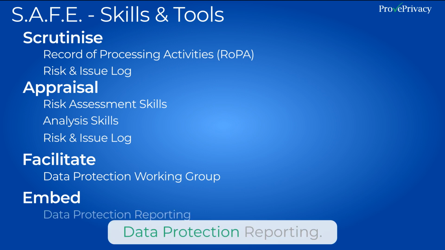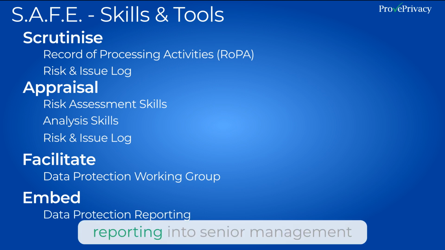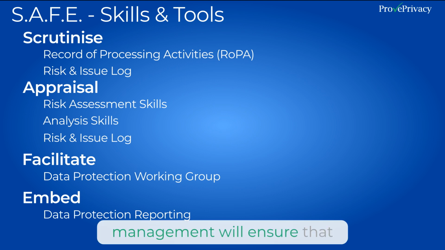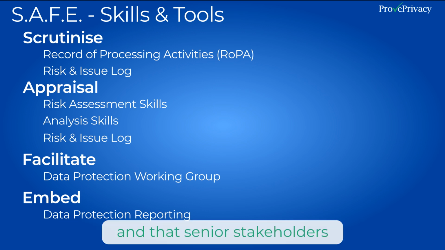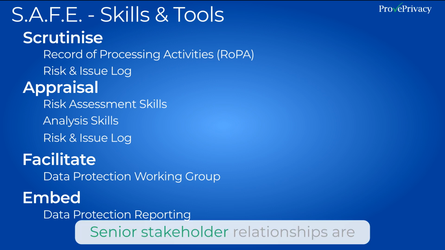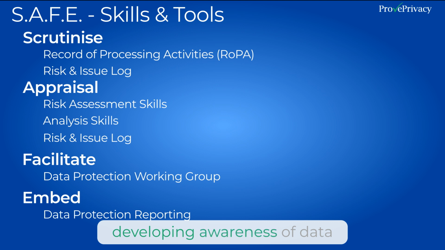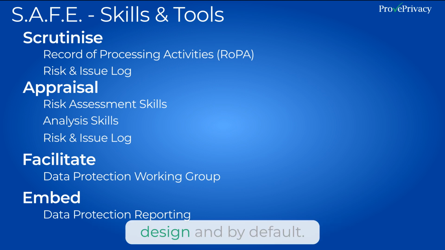Data protection reporting. Establish regular data protection reporting into senior management meetings. Presenting a report at a high level of management will ensure that cross-functional awareness is developed and that senior stakeholders are supportive of the concerns that their data champions are facing. Senior stakeholder relationships are an important aspect of developing awareness of data protection concerns and in embedding data protection by design and by default.